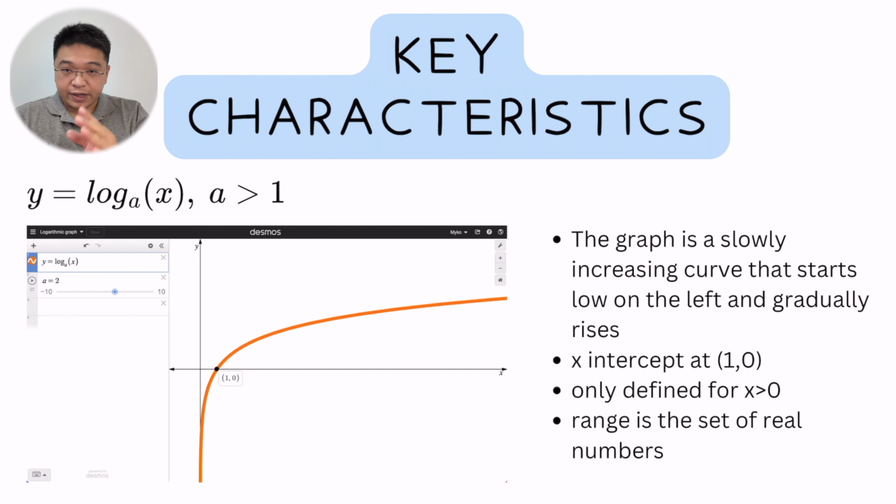Now, what are some of the key characteristics of this graph? First of all, if you look at the graph, it goes from the bottom left and rises up to the top right. So we say that this is increasing. It's an increasing curve. There is an x-intercept at x equals 1, so the x-intercept is (1, 0), by letting y be 0. And notice that it's only defined for x more than 0, which means there is no case where x will be equal to 0, and therefore there is no y-intercept. The range goes from negative infinity all the way up to positive infinity, so the range is the set of all real numbers.